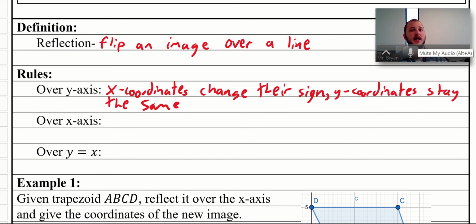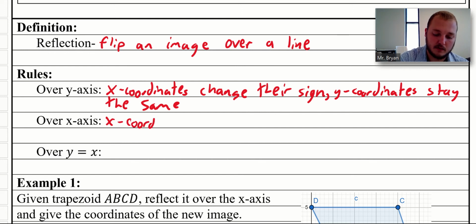If I'm reflecting over the x-axis, remember now that's the horizontal one. If I'm reflecting over the x-axis, it's the exact opposite. So in this case, I'm going to say the x coordinates stay the same.